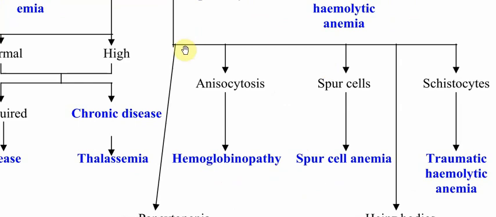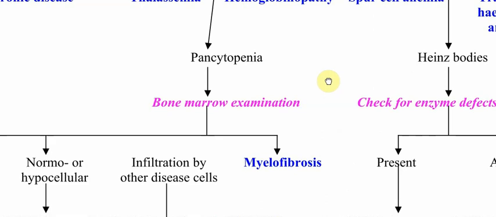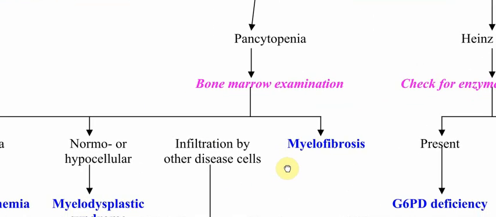And this thing continued down. If there is pancytopenia, then we have to do bone marrow examination. This Heinz body we will see a little later. On bone marrow examination, you have a number of findings.